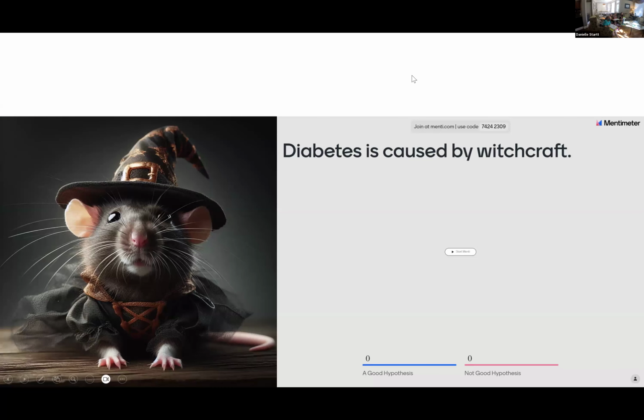How about diabetes is caused by witchcraft? No. No, you can't test that. My friend has diabetes. How would you test this? How could you test it? What would you do? You would almost kill someone. Yeah. Well, how do you know when witchcraft is going on? If witchcraft is even real?